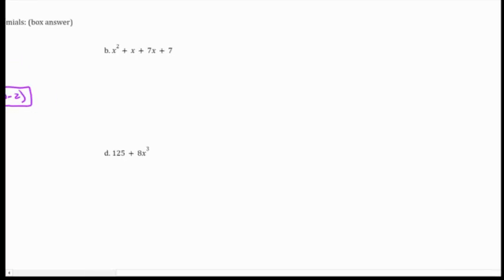Second one here for B, there's no greatest common factor because it looks like there's, oh, hey, wait, I can combine like terms on this. Is that interesting?